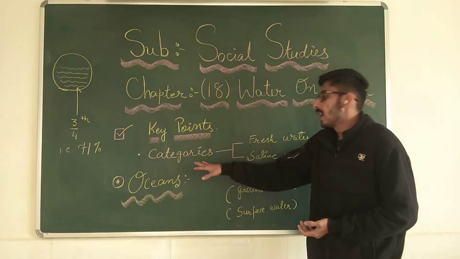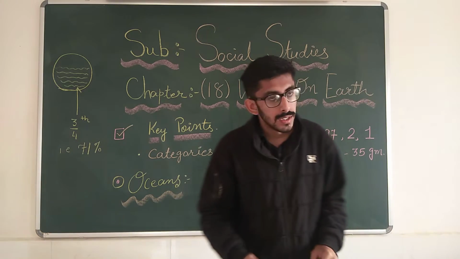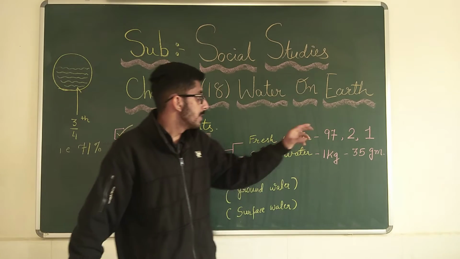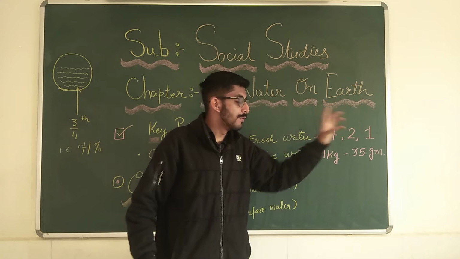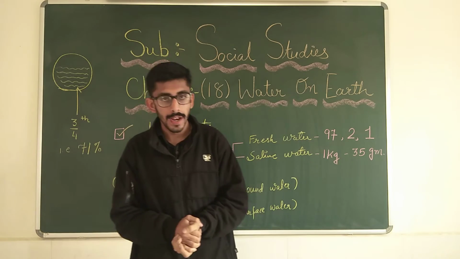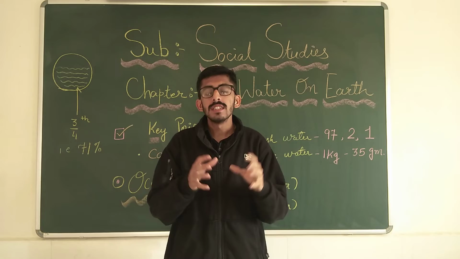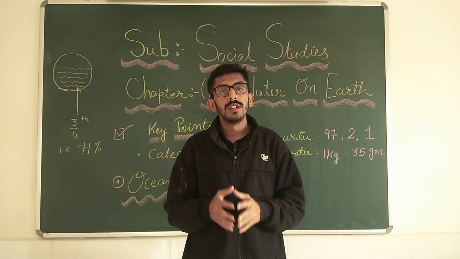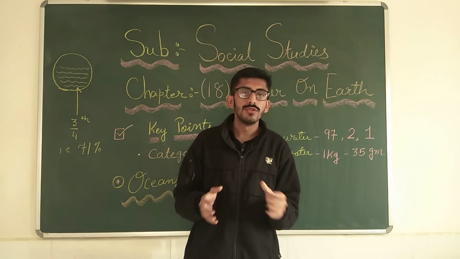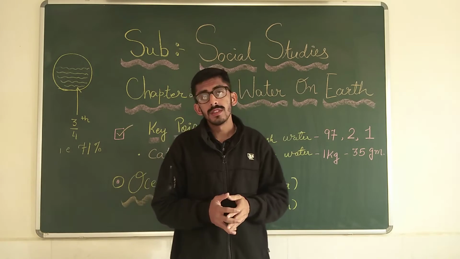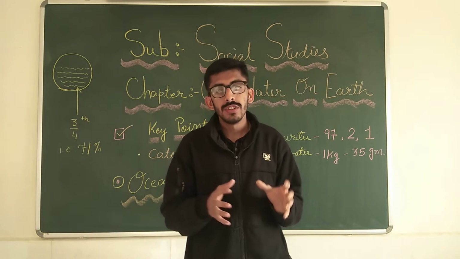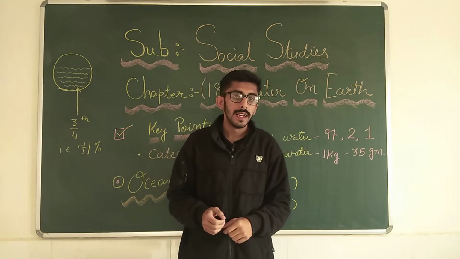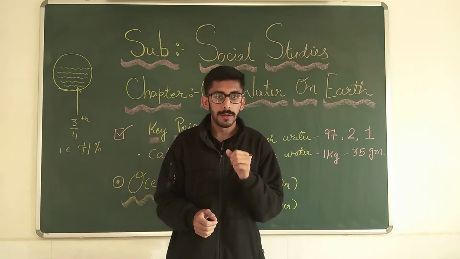In this water, there are two types of categories. First one is fresh water and second is saline water. The water which contains 97, 2 and 1. So what do you mean by 97, 2 and 1? 97 means the 97 percent of the water contains salt which is not useful for drinking purposes. We cannot consume that. The 2 percent suggests that the water is in the form of glacier, and the rest 1 percent is useful for drinking purposes.